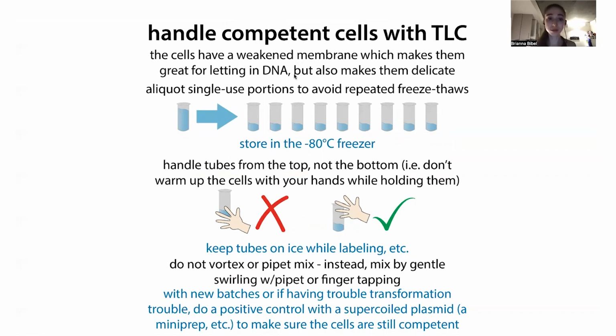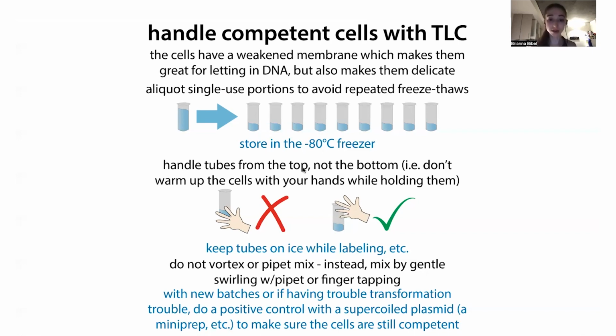When you buy them, you can sometimes have these one-shot things where they're single aliquots. Other times they'll come in single tubes. If they just come in a single tube, you're going to want to aliquot them out the first time you thaw them. If you're prepping your own, you're going to want to aliquot them when you're making them. It's important to make these single-use aliquots because every time you freeze-thaw them, you're going to kill a lot of the cells, reduce the transformation efficiency, and make them non-competent. Then you're going to store these aliquots in the -80 freezer.